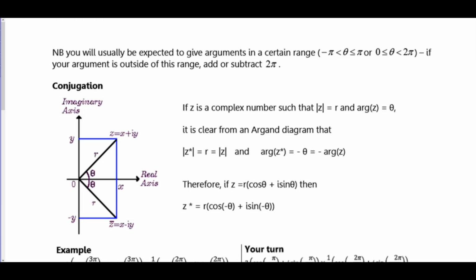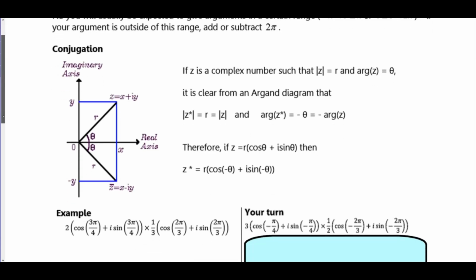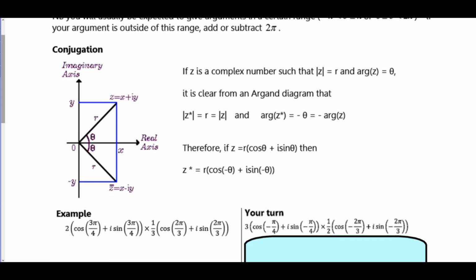Finally, for conjugation, I mentioned earlier, something isn't in modulus argument form if there's a minus in between the cosine and the sine. So usually for complex conjugation, if it was x plus iy, your conjugate would be x minus iy, as you can see on here. But the conjugate of a number in modulus argument form isn't just r cos theta minus i sine theta. This is not in modulus argument form because it's got that minus in the middle. Instead, what we do is this.